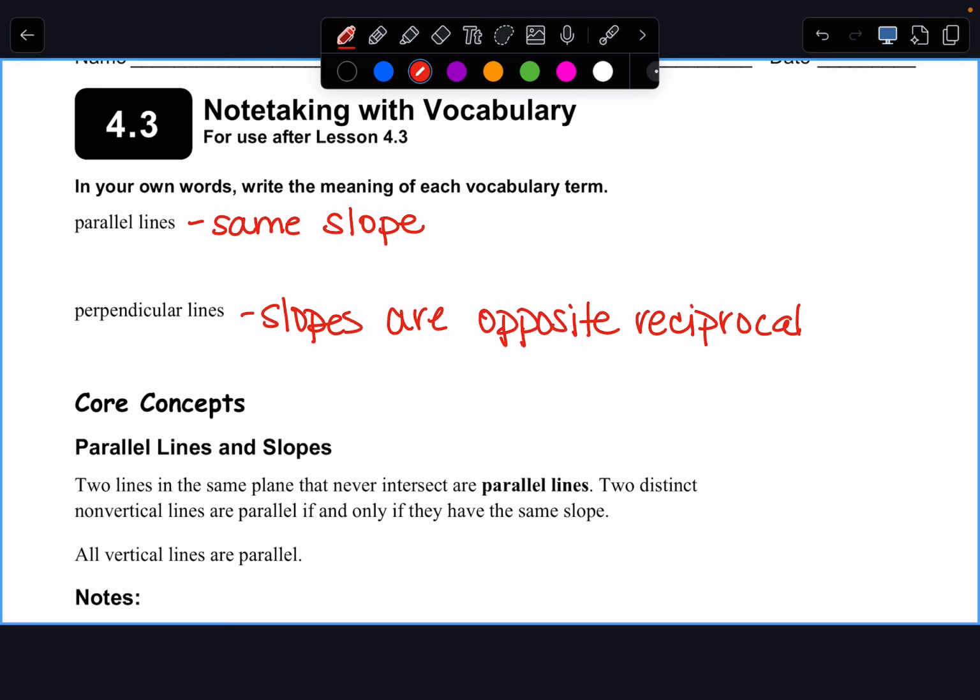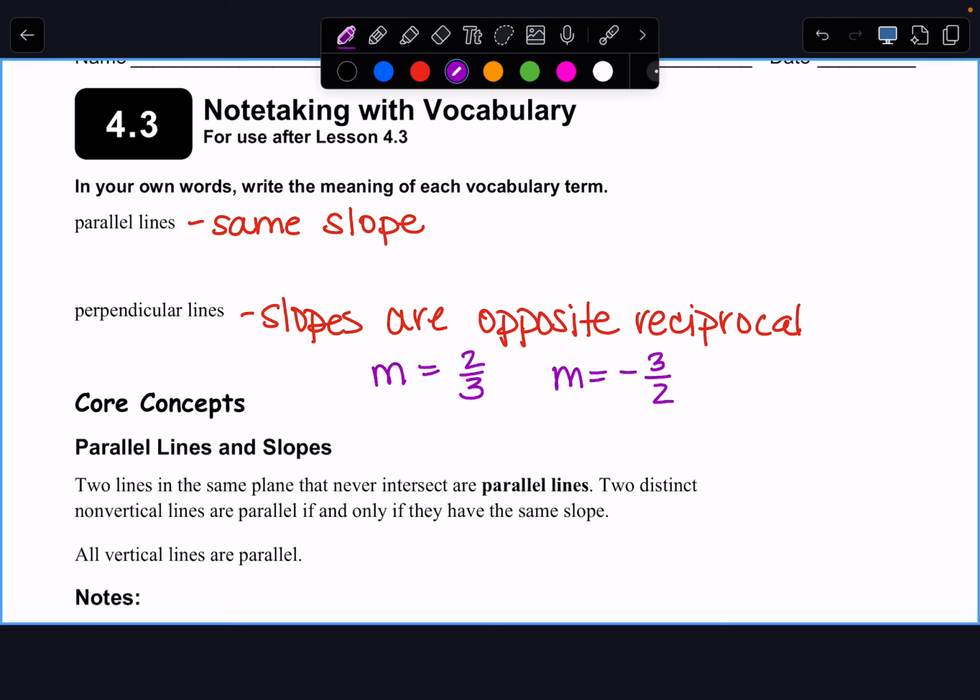So in our warm-up, in our talk about it warm-up, one slope was 2/3 and one slope was -3/2. They are opposite reciprocals. Okay. So our goal today is to be able to determine when we have parallel lines, when we have perpendicular lines.